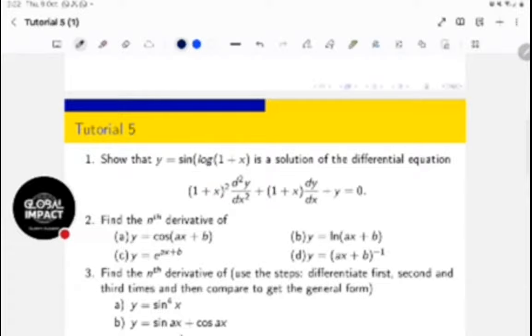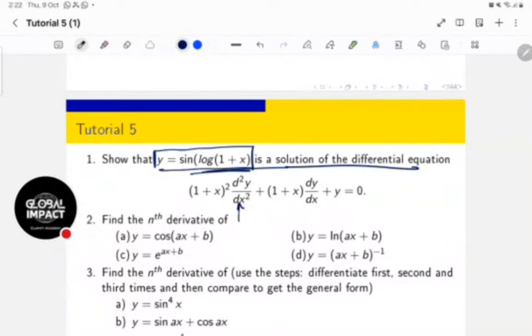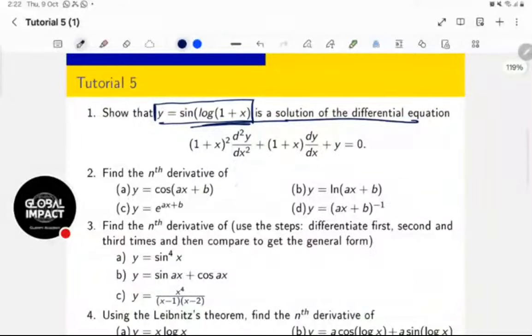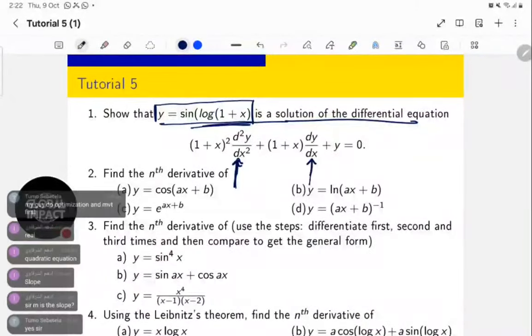Here, show that this is a solution of the differential equation. You have this one, you need the second derivative. So in here, you're going to put what the second derivative actually is, and put what the first derivative actually is. Then y, you already have y. So you're going to try and see if it's going to give you 0. So what are you going to do? Differentiate this y first time, then second time. Okay, and you know how to differentiate.